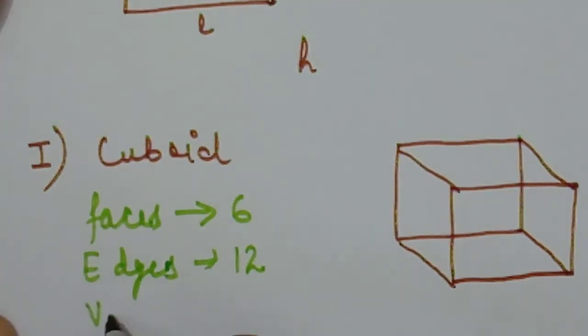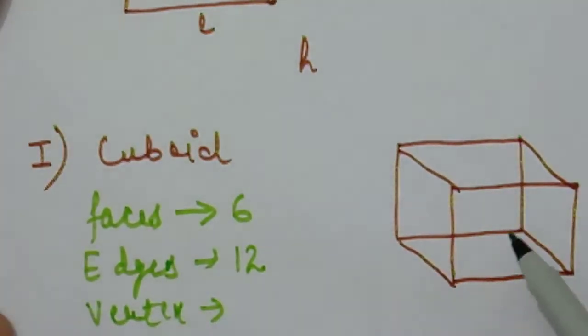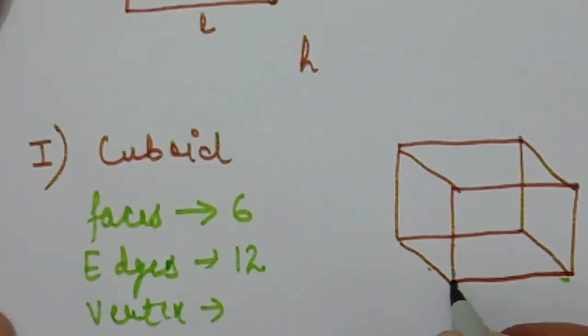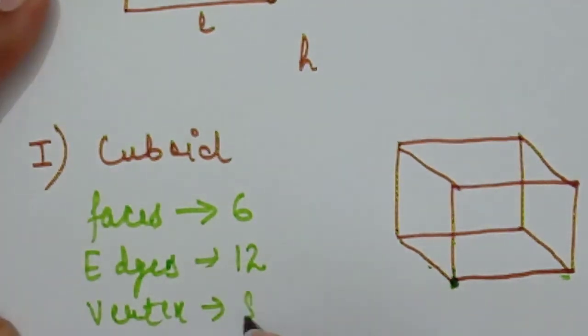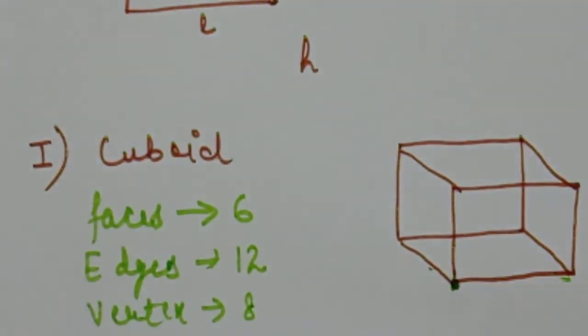Next thing is vertex. If we are talking about these two edges, this edge and this edge, they both are connected with a third edge like this, and they also meet at their end point. We call it a vertex. So a cuboid clearly has 8 vertices. A cuboid has only 8 vertices.